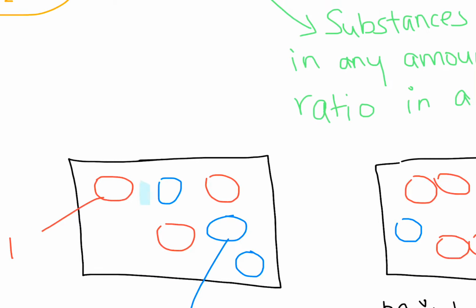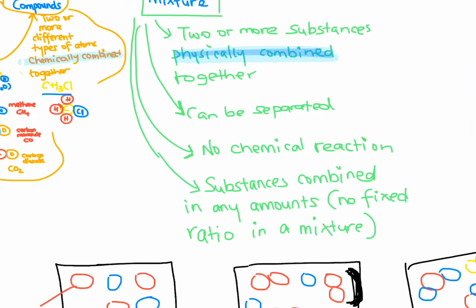There are no chemical bonds between the particles. The particles are just together. They are just combined together. You can separate them if you use the right technique, but they are not glued together. Here, there is no bond between them. There are no chemical bonds between them. So they can be separated.